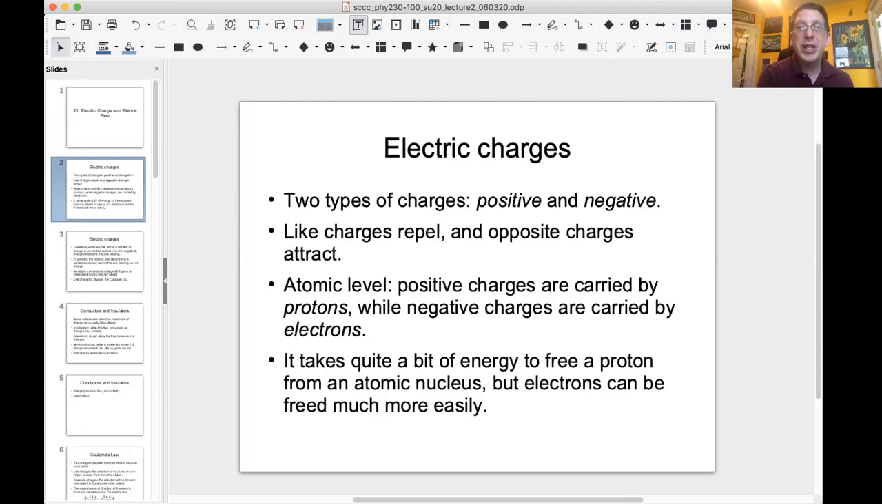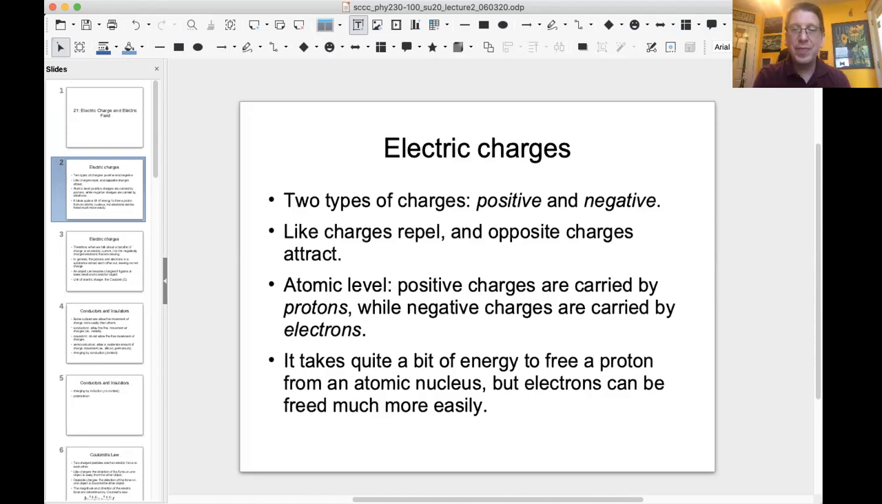Another thing that Benjamin Franklin observed is that like charges repel and opposite charges attract. So you put two positive charges near each other, they will repel each other. You put two negative charges near each other, they will repel each other. But if you put a positive and a negative charge near each other, they will attract each other. So remember when you learned about gravity in Physics 1, gravity is always attractive under every circumstance. That's not the case with electricity, and it won't be the case with magnetism when we get to that later on in the semester.